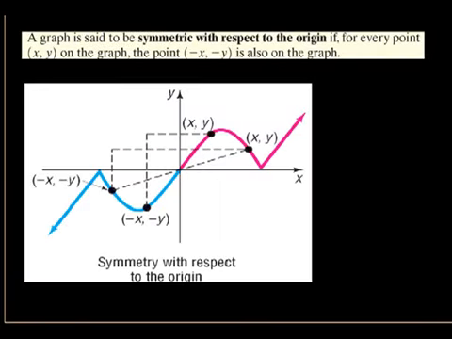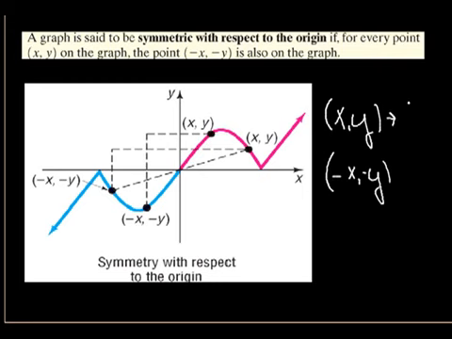Finally, let's look at a graph that's symmetric with respect to the origin. Now remember, the origin is 0, 0. Basically, it's going to follow this line y equals x. Okay? So if our original is x, y, that's the original ordered pair, then it's just -x, -y. So let's say our original ordered pair is, I don't know, 3, 8. Then the ordered pair to be symmetric with respect to the origin would be -3, -8.